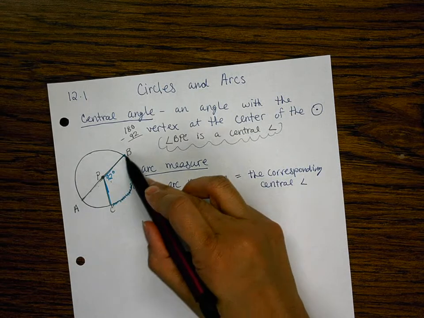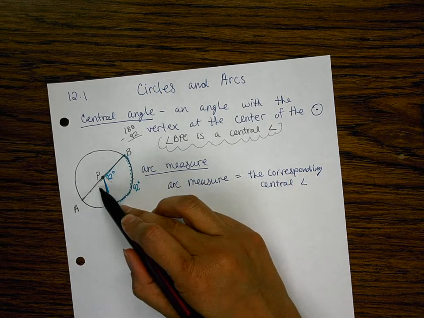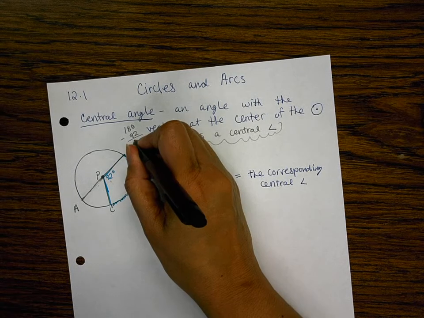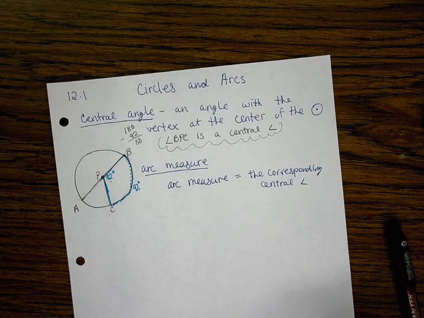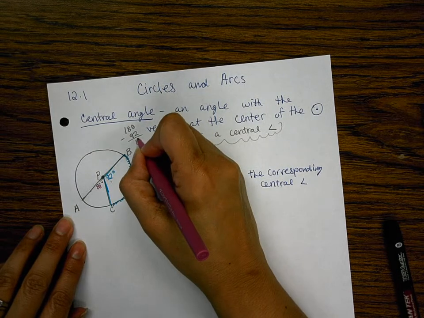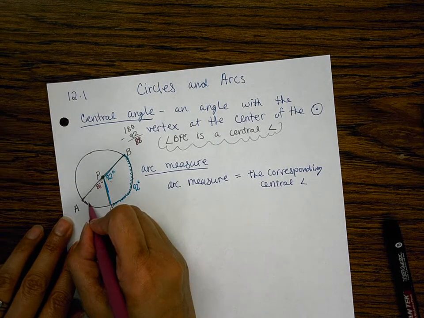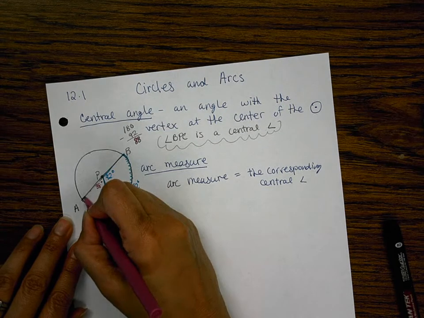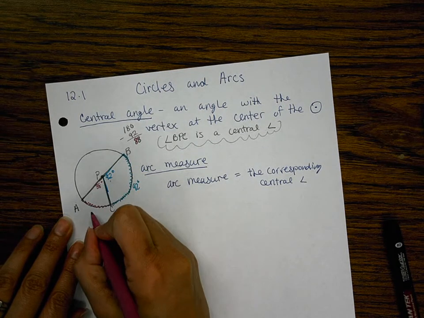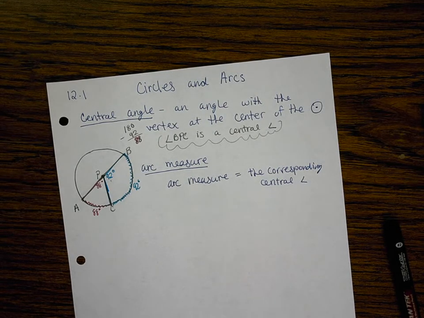180 because AB is a straight line, take away 92, it'll give you this angle there, and when you subtract you get 88. So I'm going to mark this here as 88 degrees, which means arc AC, do you see that's the crust for this little corner here, will also be 88 degrees.